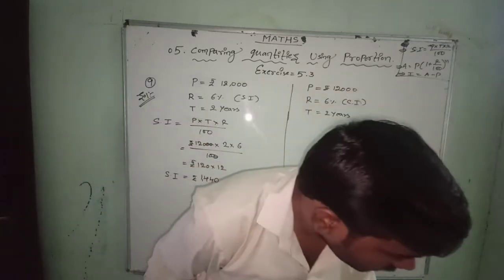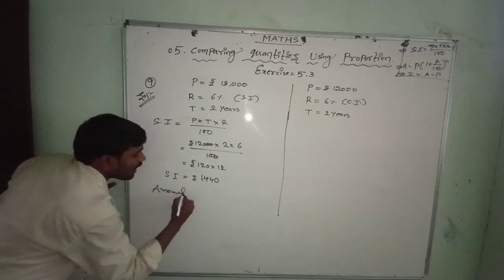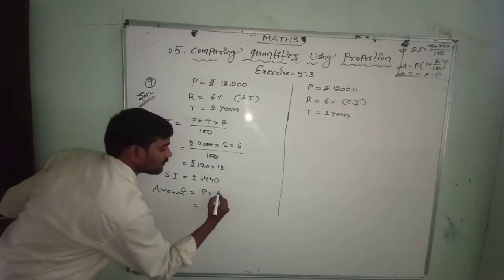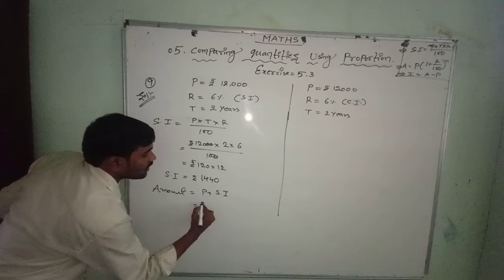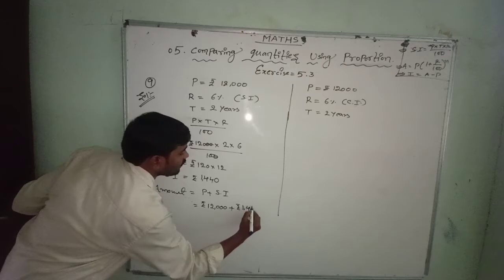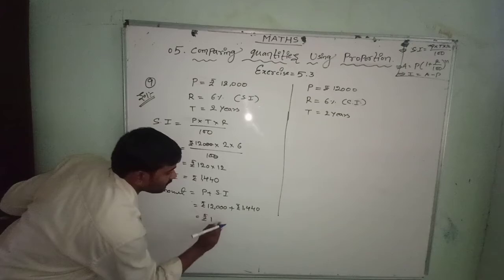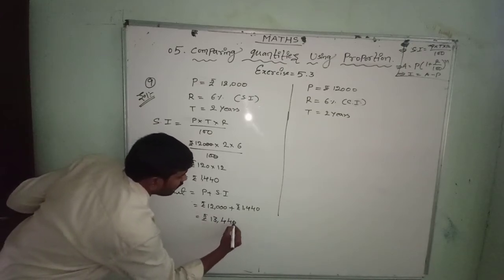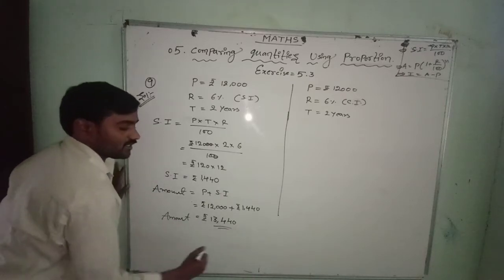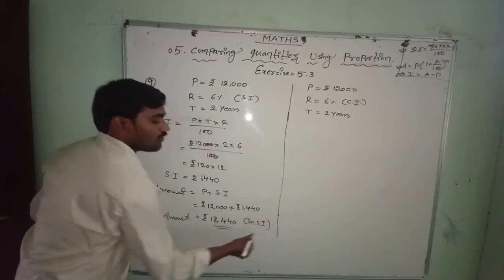What extra amount is asked? So we'll find out the amount. Amount equal to principal plus interest. Here, principal plus simple interest. Principal is rupees 12,000 plus simple interest is rupees 1,440. So it becomes 13,440 rupees. It is the amount in simple interest.